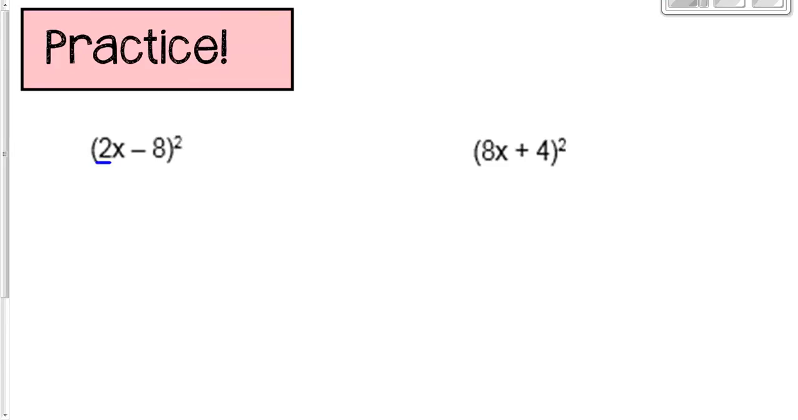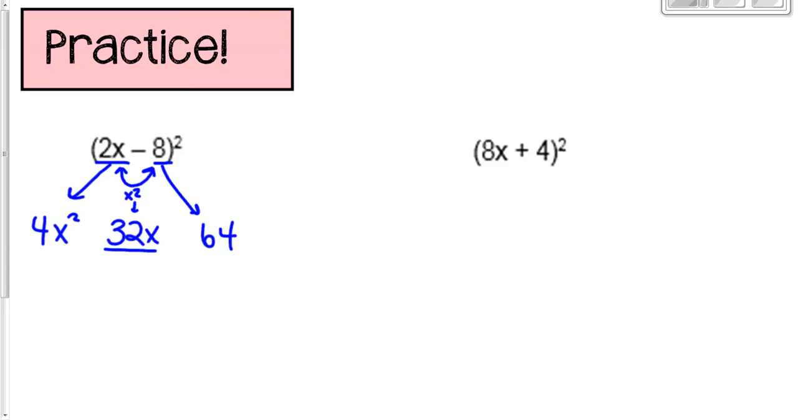So for my first term, I need to square this. Okay, so I've got 4x squared. For my last term, I need to square that, 64. For the middle term, I need to multiply these together and then double it. Okay, so 8 times 2x, that's 16x, doubled is 32x. And then my signs, every time I can put a plus sign here, and then I look to my sign in the middle, minus for this sign. And that would be our answer.